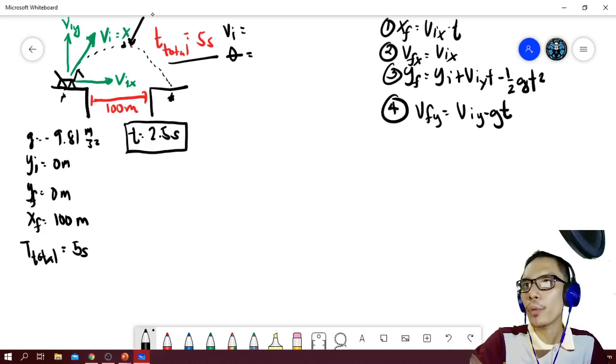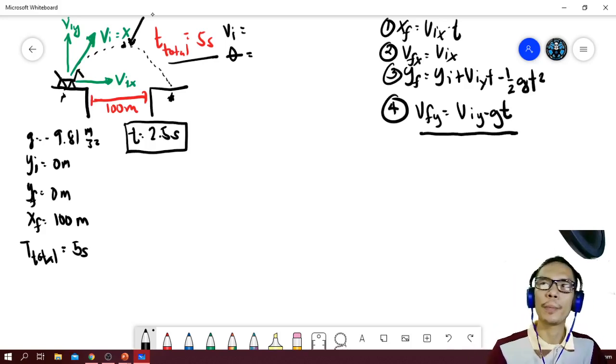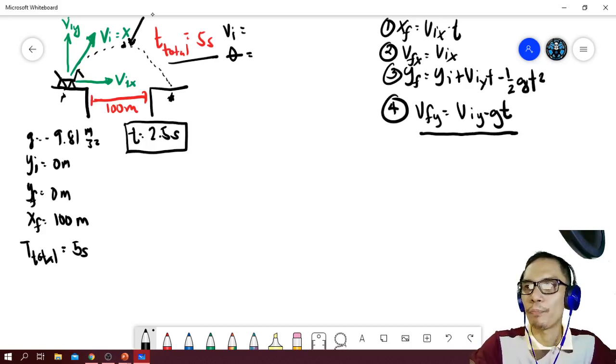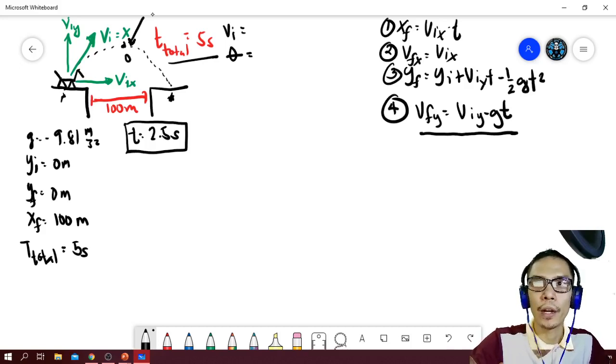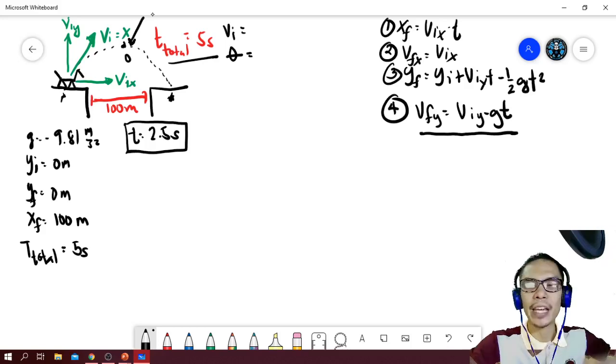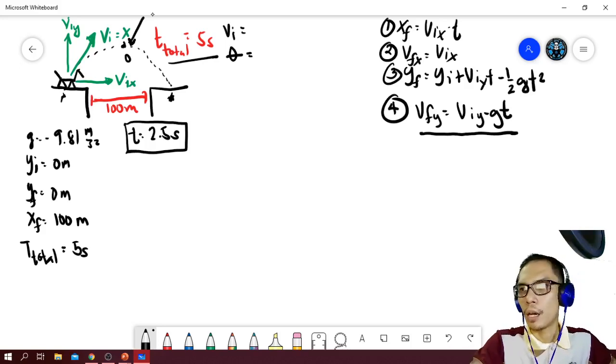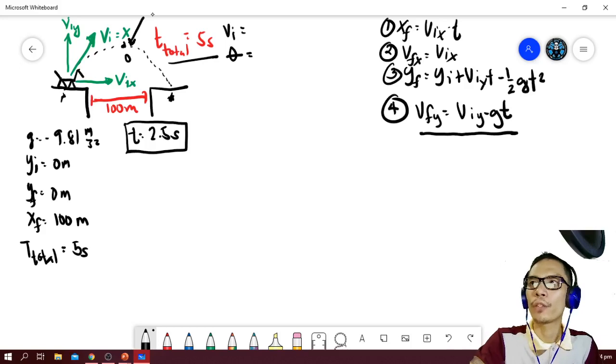Now I think we can compute for the v sub iy using this formula that you have right here. We all know that the v sub f, or the velocity here, will be 0, because that's the midpoint, the highest point or max height that we can achieve. That is one thing that we need to look forward to.